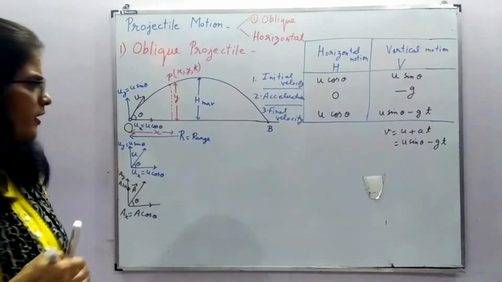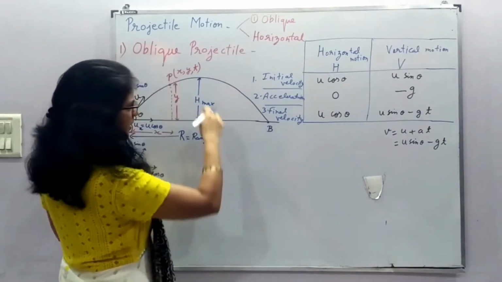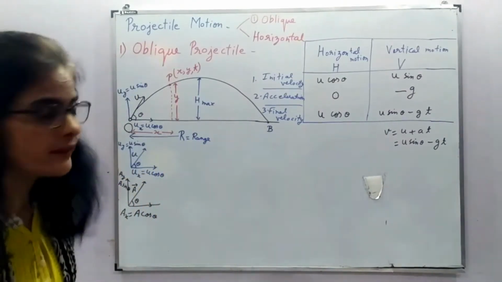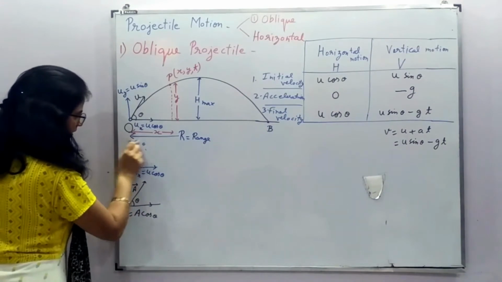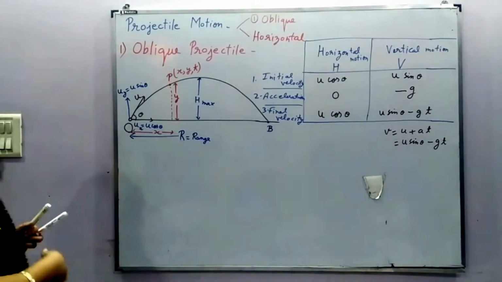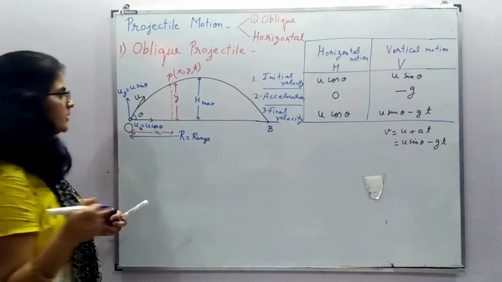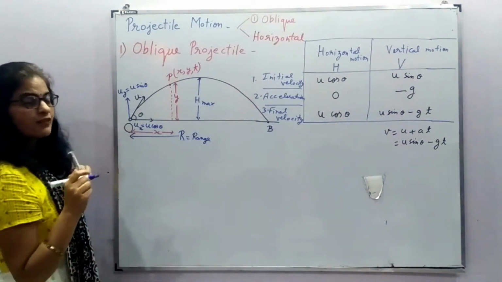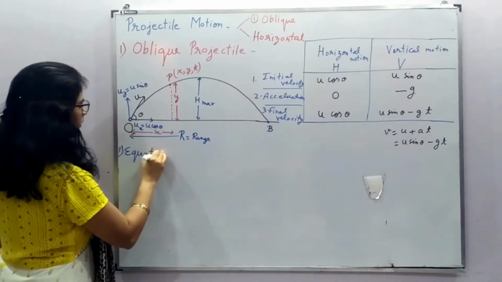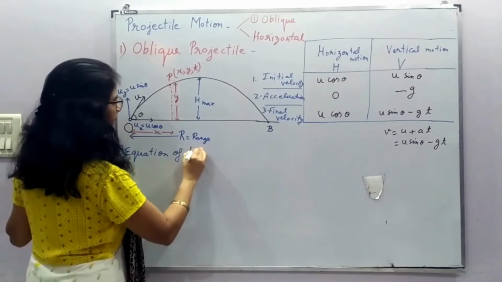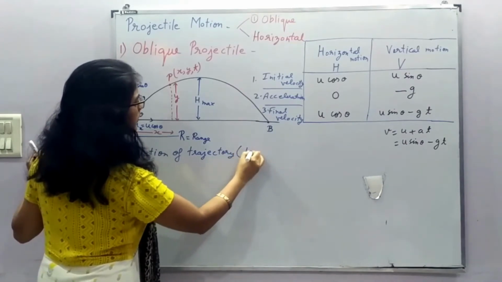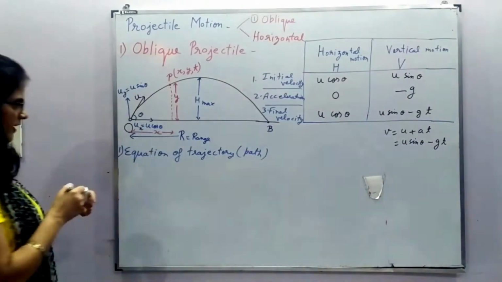What all cases we are going to derive? I am just mentioning here, then after I will have to rub the board to get some space for deriving those equations. So I am rubbing this part at least. Yeah, and the first derivation which I am going to do is the path of the projectile, or you can say the equation of the trajectory. What does trajectory mean? It means the path of the projectile.